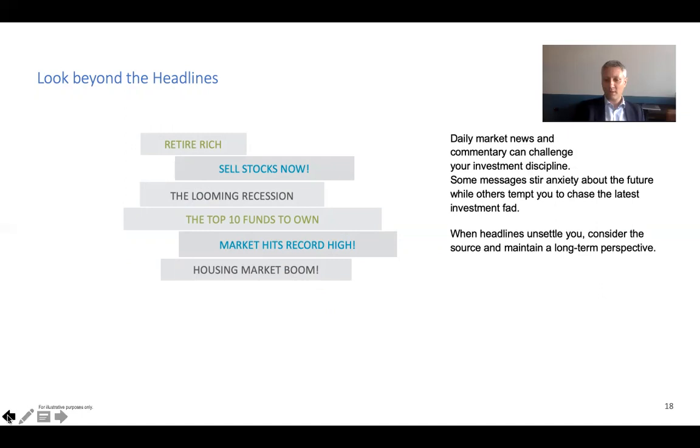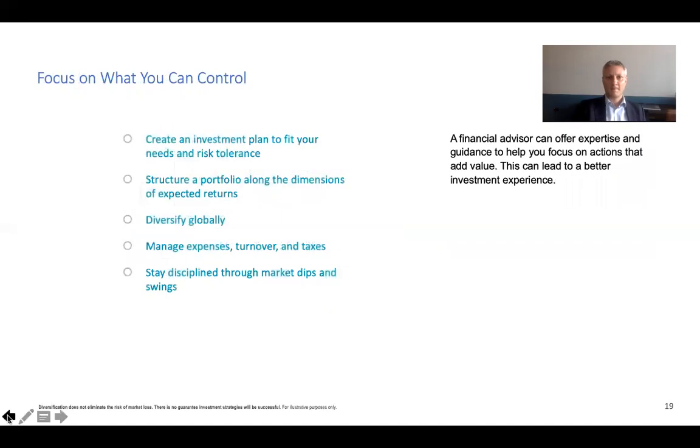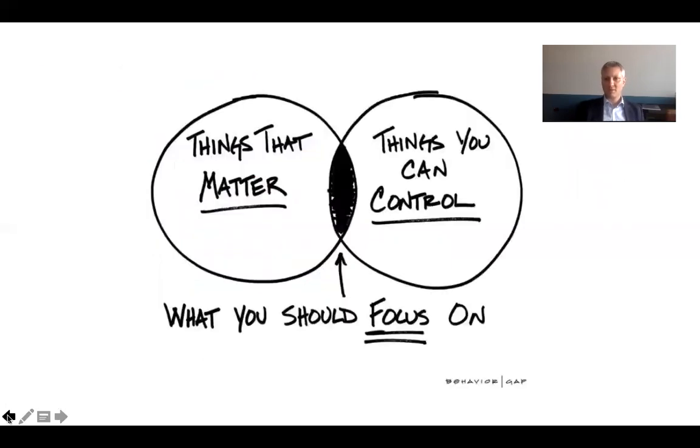Got to look beyond these headlines and control what you can control. So your plan is individual to you. You can control it by diversifying globally or not having cash or not investing in a particular concentrated portfolio. You can manage the expenses, you can manage the turnover, you know what the cost is, you know how the allocation works. You can stay disciplined. This is what you can control. There's things that matter and things that you control and focus on the bit in between.